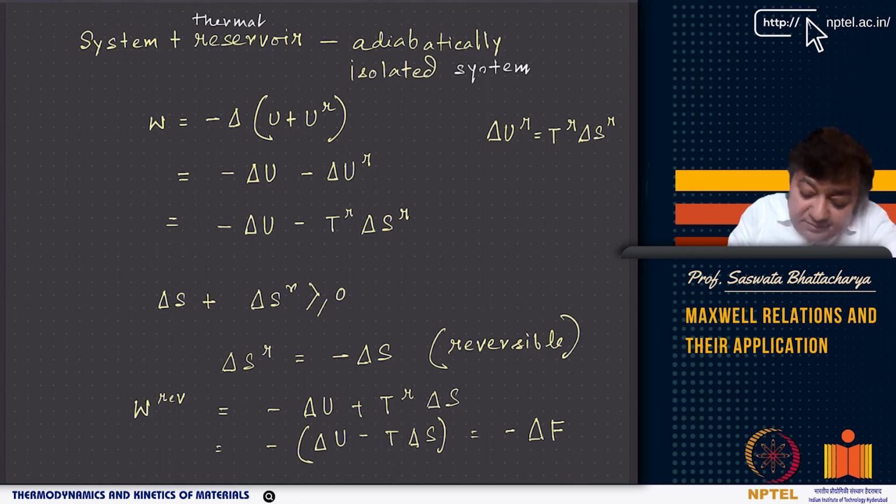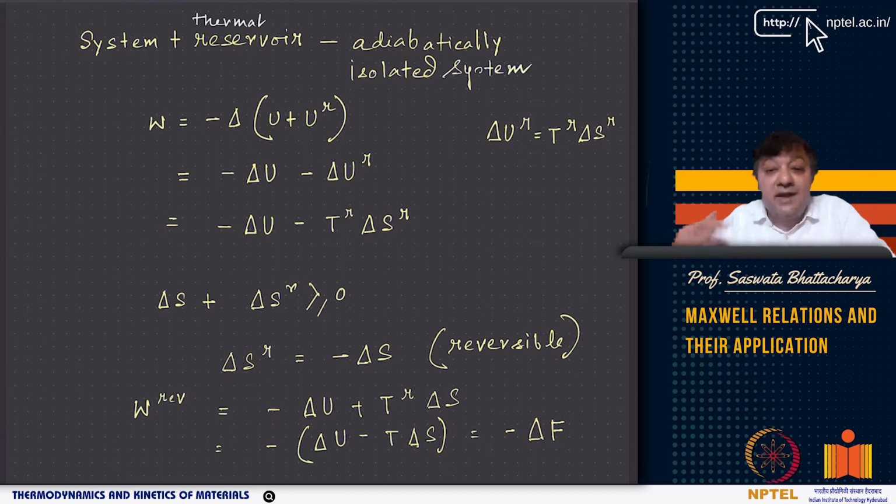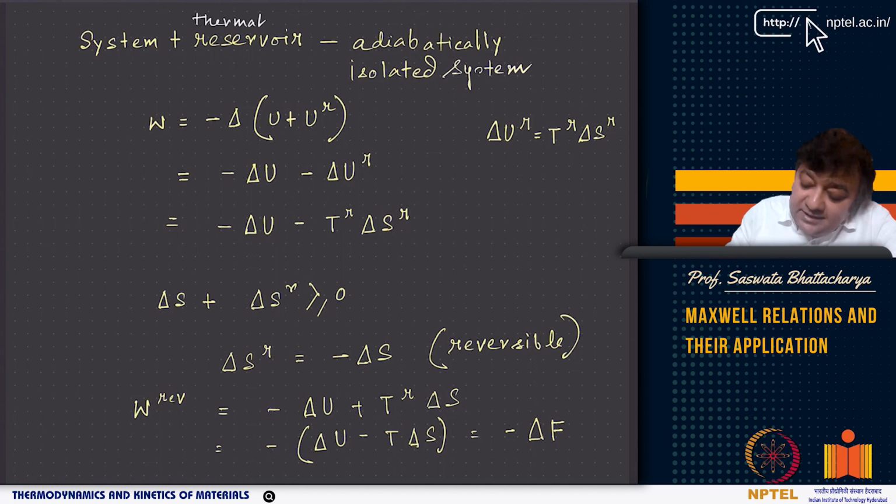which does not permit exchange of energy with the surroundings. So system plus thermal reservoir together is an adiabatically isolated system, which does not permit any exchange of heat with the surroundings. So you can think of this as an adiabatically isolated system.